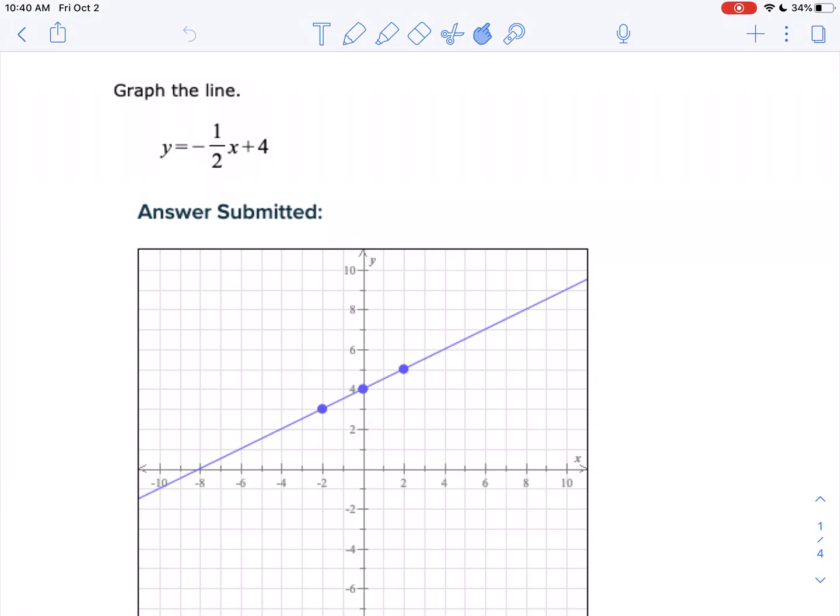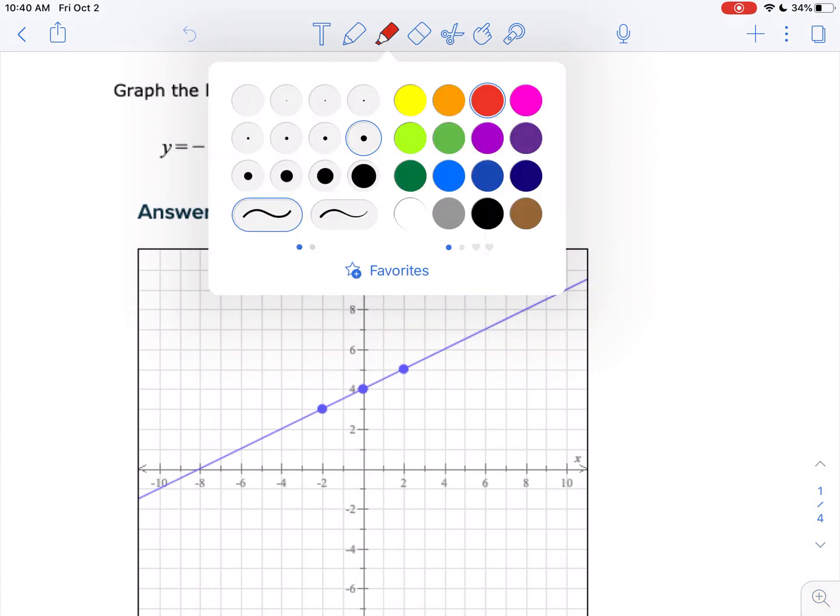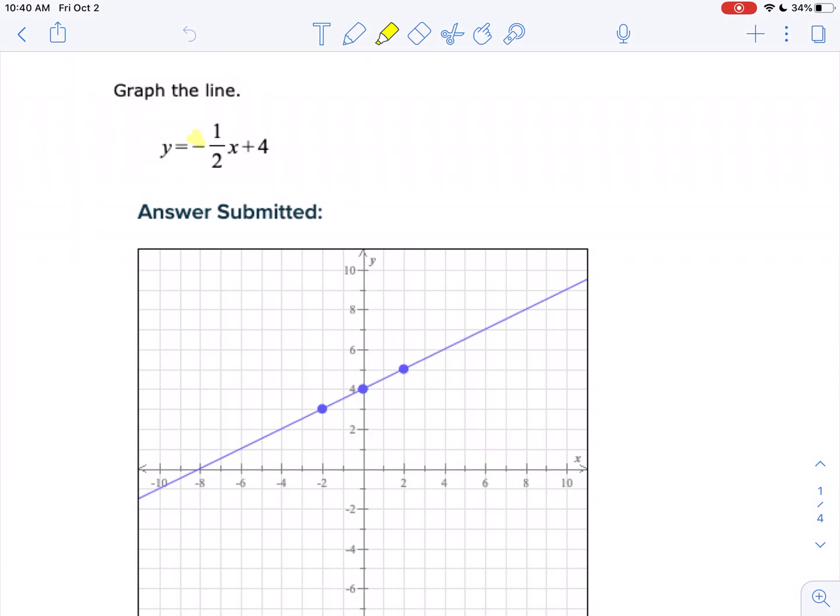On your first graphing question, you ignored the negative sign. I thought actually there's two of these questions where you just ignored the negative sign. You graphed y equals 1 half x plus 4. You did that perfectly. But it's negative 1 half x plus 4. So that means you should go down 1 and over 2.